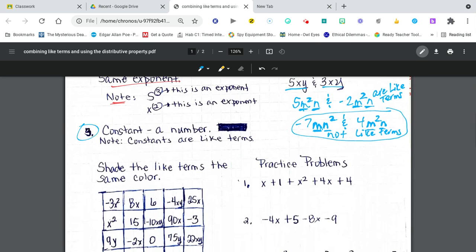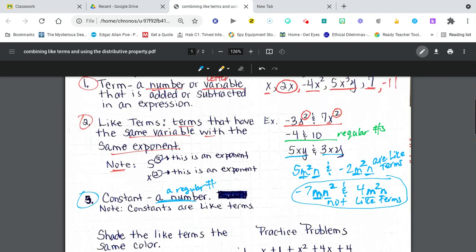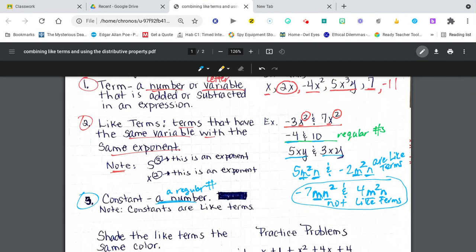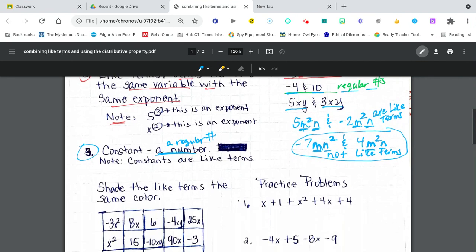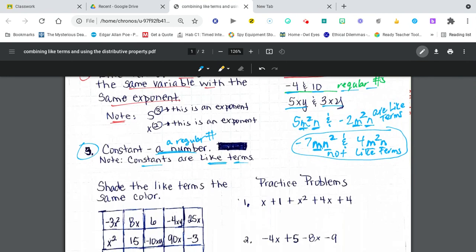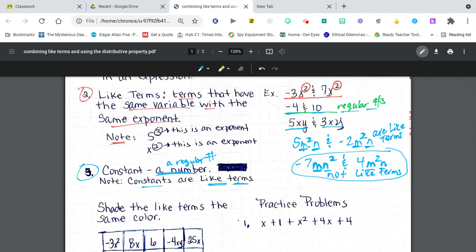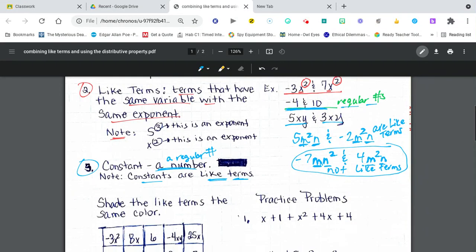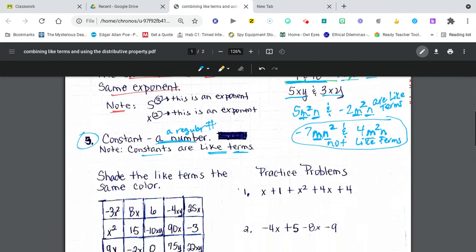Okay, let's talk about a constant. A constant is just a number. When I say a number, I mean a regular number. So for instance, -4 and 10, they're regular numbers. They're also called constants. Constants are always going to be like each other. They're like terms. So that's why I could say these two are like terms, because they're both constants, two regular numbers.